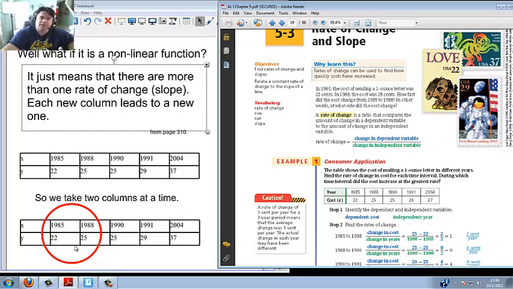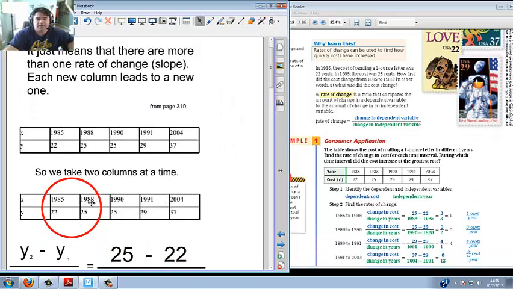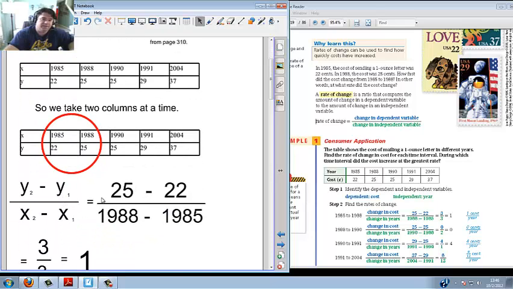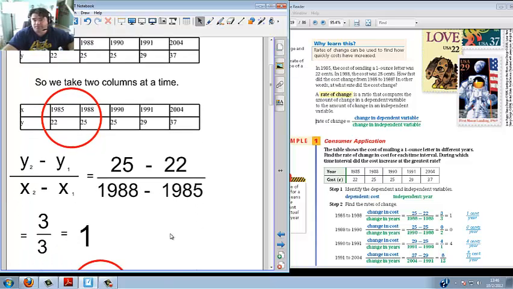So take a look, and we're going to have to measure a bunch of these here to find the highest one. The first two, I'd say, well, okay, 25 cents versus 22. The cost went up 3 cents. Now over here, how many years was that in between? Well, from 88 to 85. So 25 minus 22 over 88 minus 85, or 1988 minus 1985 if you prefer.